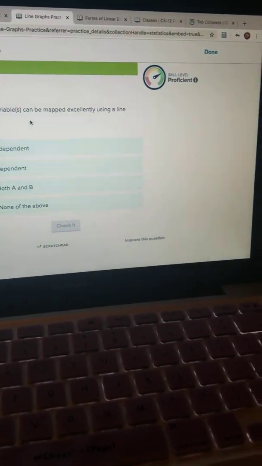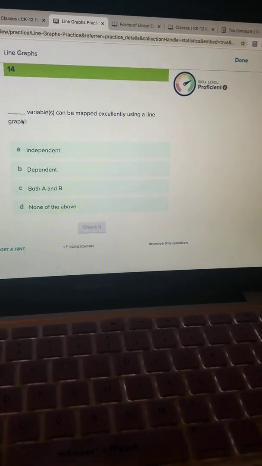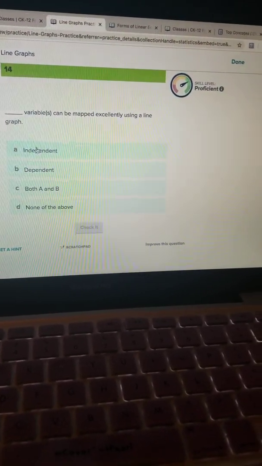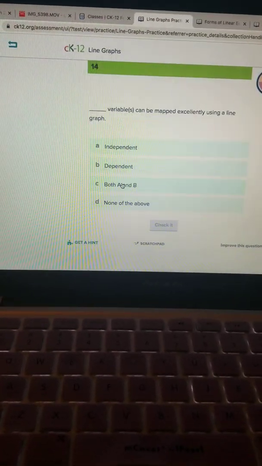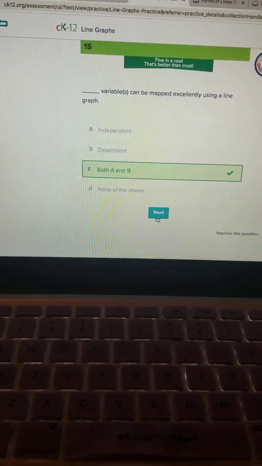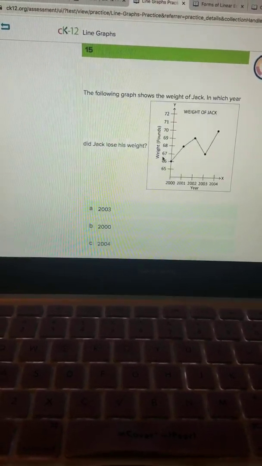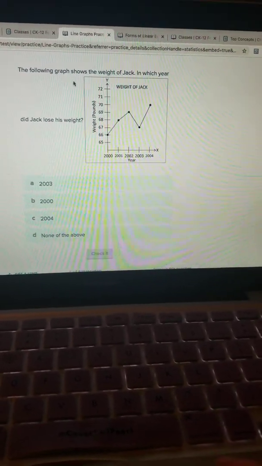Variables can be mapped excellently using a line graph. Blank variables, independent and dependent. Independent means it's on its own. Dependent is dependent, like the amount of jobs he had. It changed, so it was dependent.